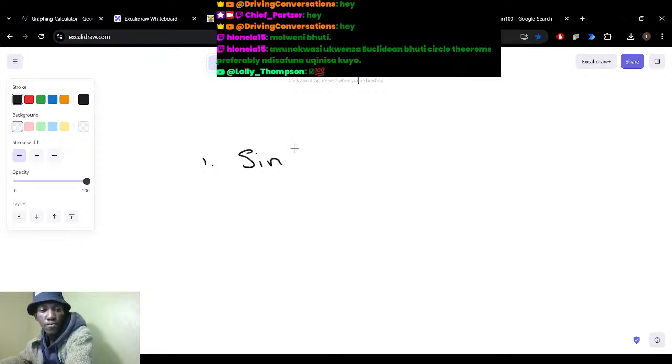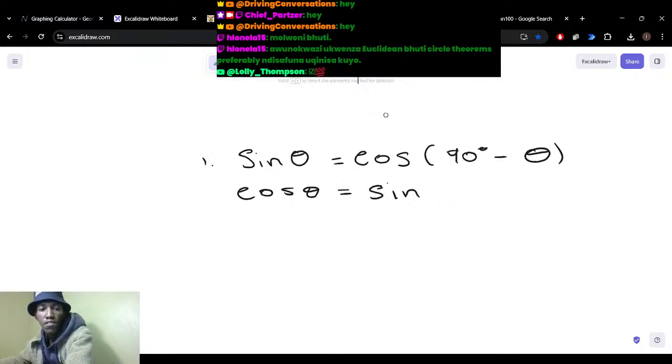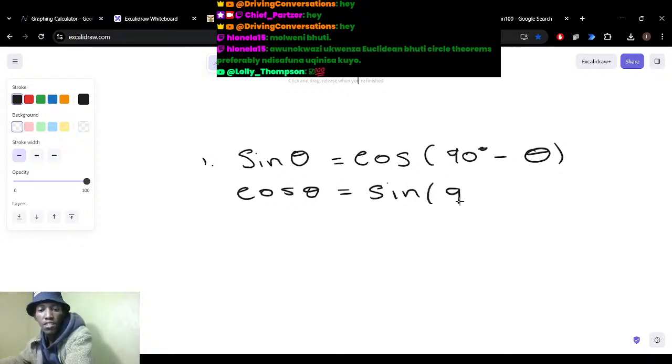Now let's look at reductions. We have the very first reduction between sine theta and cos theta. Sine theta equals cos of 90 degrees minus theta, and vice versa. Cos theta equals sine of 90 degrees minus theta. I can prove this fairly easily and straightforwardly.